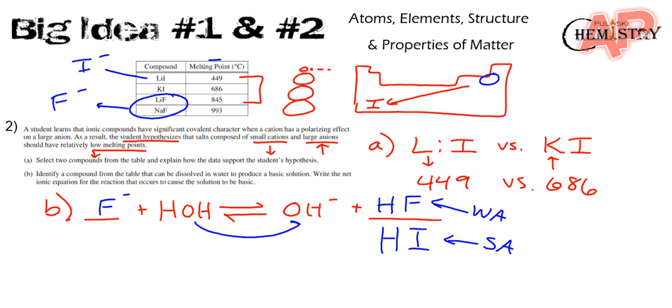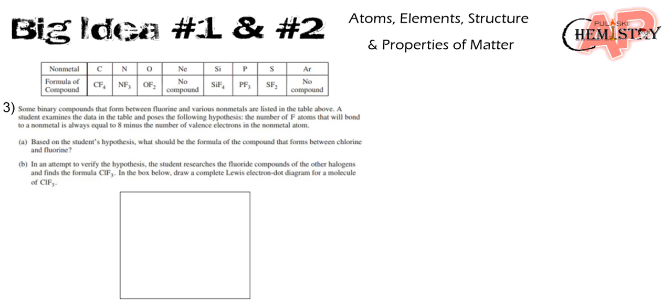Okay, all right, let's change gears again. There's only so much in big ideas 1 and 2, but I want to try to cover different kinds of problems that we're going to run into. This one's interesting. We get a bunch of nonmetals, and then a formula, and if you notice, it has all these things with F's. It says some binary compounds that form between fluorine and various nonmetals are listed in the table above.